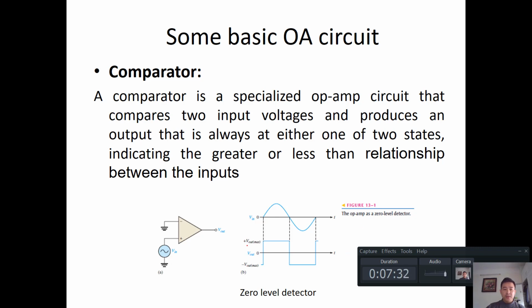For example, at the input, the first one is a signal, and the second one, at the negative input, we connect to ground. So the output we have is a rectangular waveform, meaning we have 1 and 0, two states. That is the comparator. So when we have two different signals at the input, the output will have the value 1 or 0.